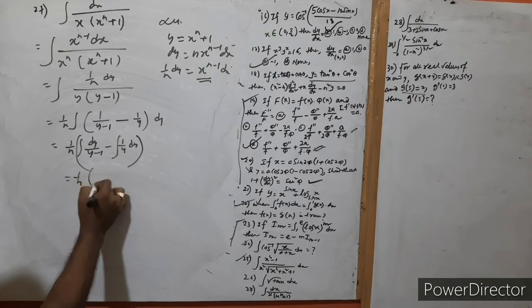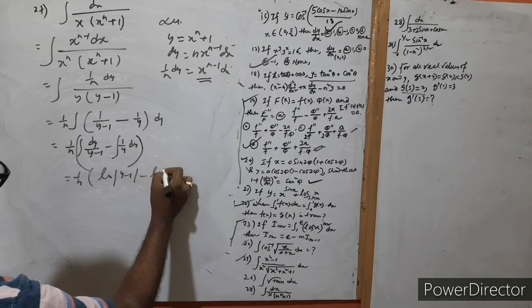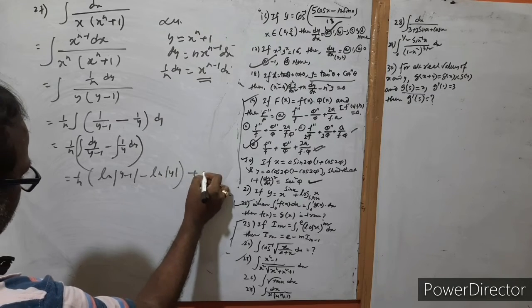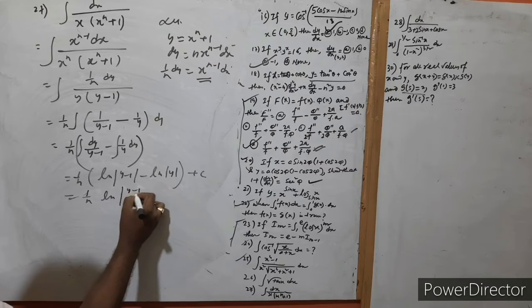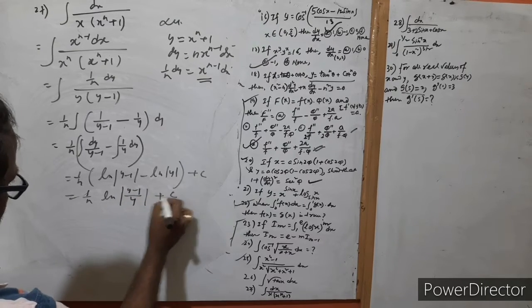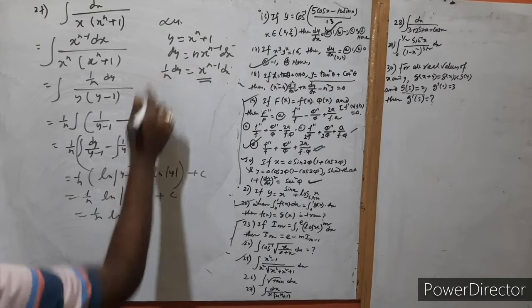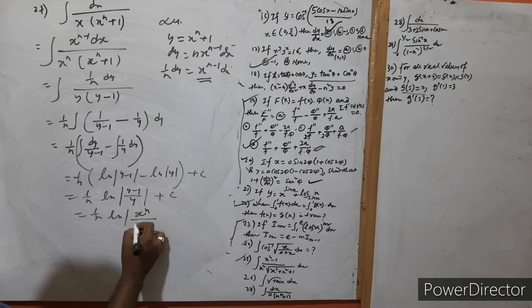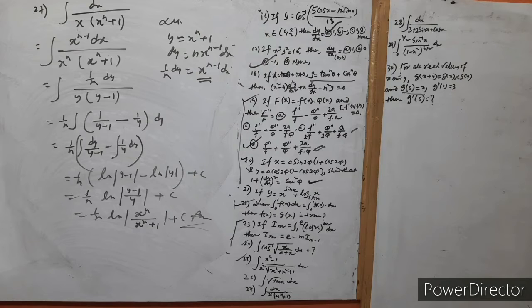So 1 by n, and this is ln|y - 1| minus ln|y| plus c. This is 1 by n ln|(y - 1)/y| plus c, and this is 1 by n ln((x^n - 1)/x^n) plus c, which is your answer. Now proceed to question number 28.